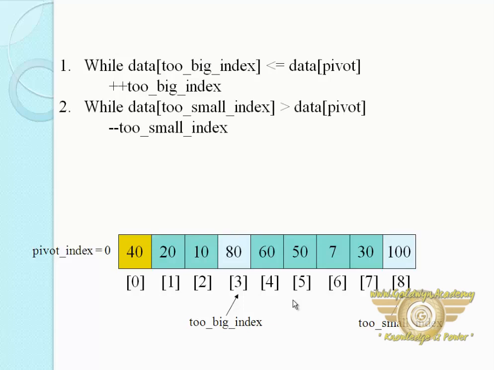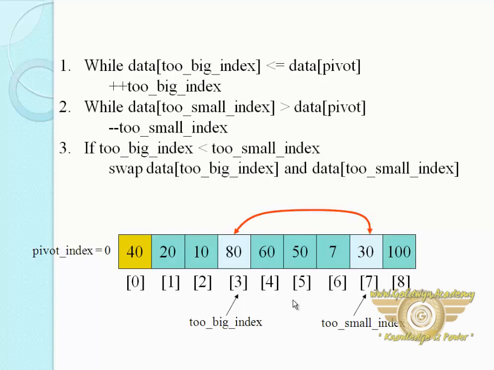Now the second step. While data of too small index is greater than data of pivot, decrement the too small index. So the too small index will be decremented. But now 30 is smaller than 40, so no decrement will take place, and the loop will terminate.